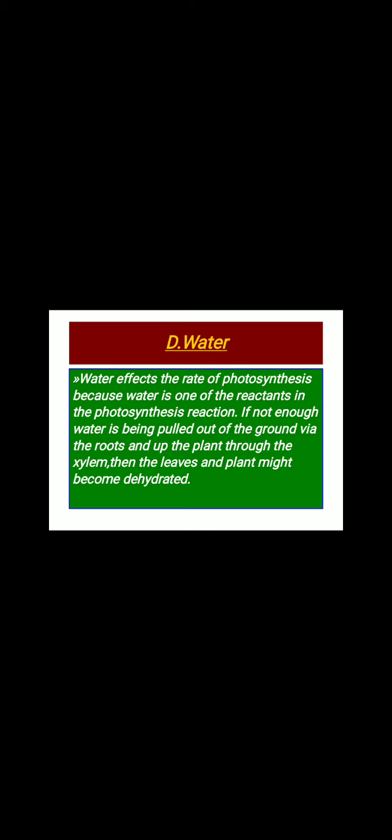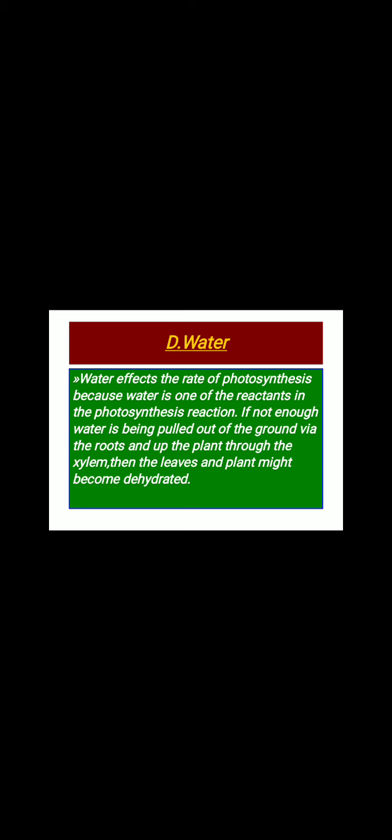The last is water. Water affects the rate of photosynthesis because water is one of the reactants in the photosynthesis reaction. If not enough water is being pulled out of the ground via the roots and up the plant through the xylem, then the leaves and plant might become dehydrated. If this happens, then the stomata on the leaves of the plant will close shut in order to conserve the water in the plant, as water is constantly exiting the plant through the stomata.